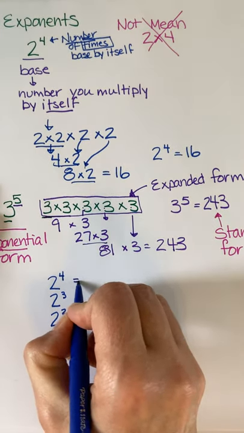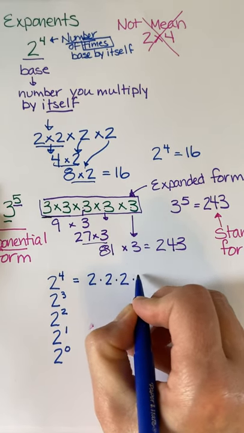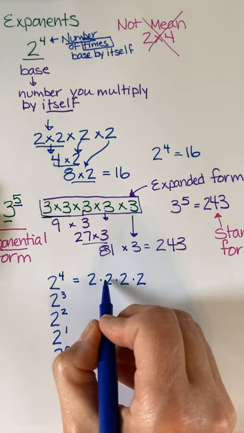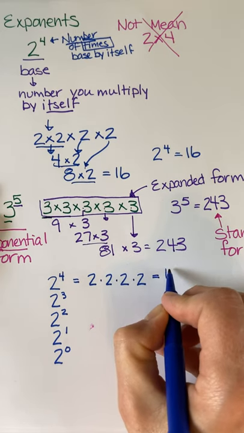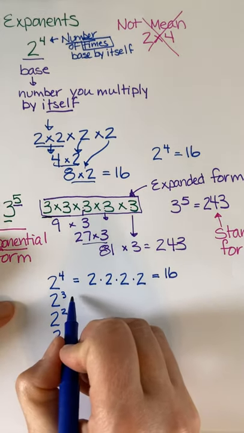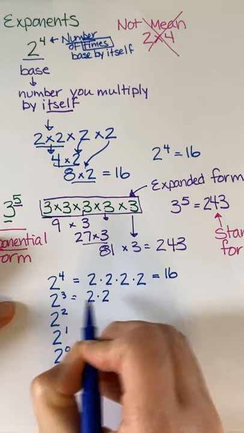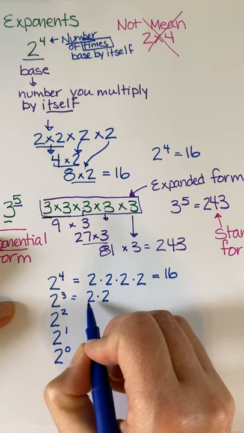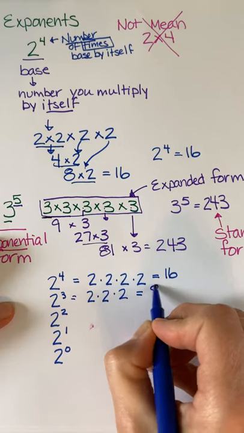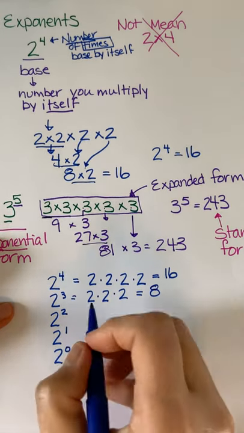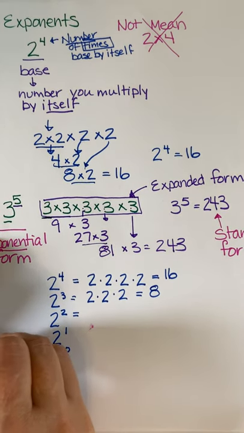So we should know by now that this means 2, I'm going to use a dot for times, times 2, times 2, times 2, okay? 2 times 2 is 4, 4 times 2 is 8, 8 times 2 is 16. We just did that one up top, right? All right, that means that 2 to the 3rd power means I'm going to multiply 2 by itself 3 times, not 3 2s. 2 times 2 is 4, 4 times 2 is 8. Okay, you should see a pattern here. 2 squared, or 2 to the 2nd power, this can also be called 2 squared.